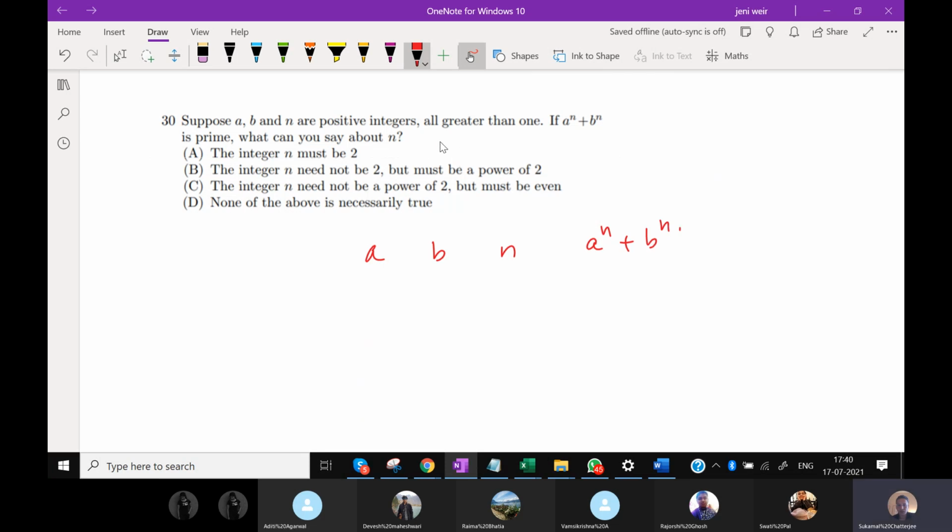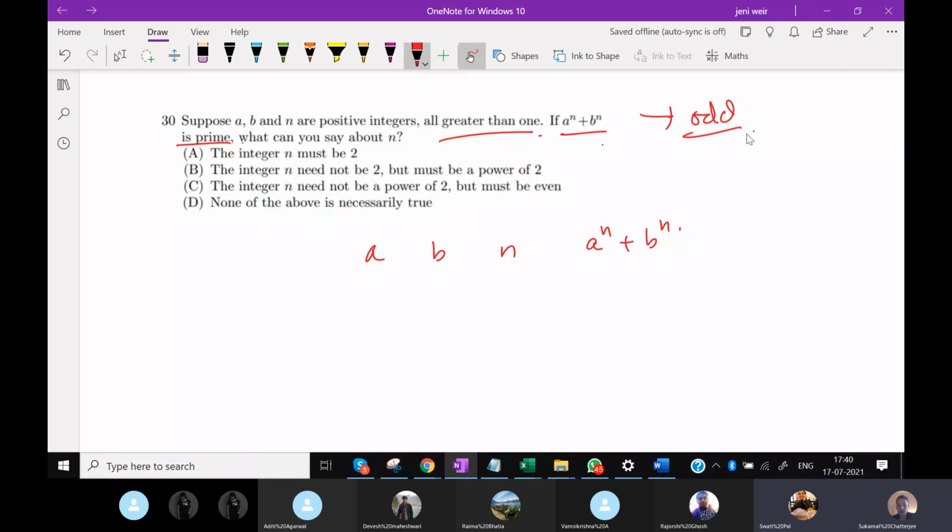So all are greater than 1 and a to the power n plus b to the power n has to be prime. Now, if this number has to be prime, then this number has to be odd, because the only even prime number is 2. And for this to be equal to 2, n has to be equal to either 0 or 1. And that too, if n is 1, then one between a and b has to be 2, and the other has to be 0, which is not possible as per the given condition.